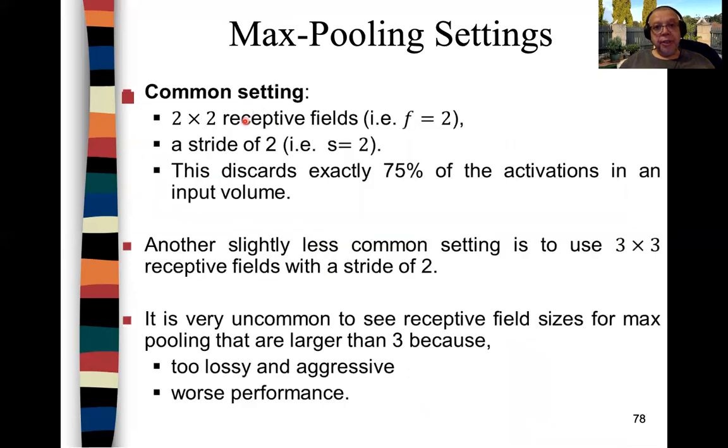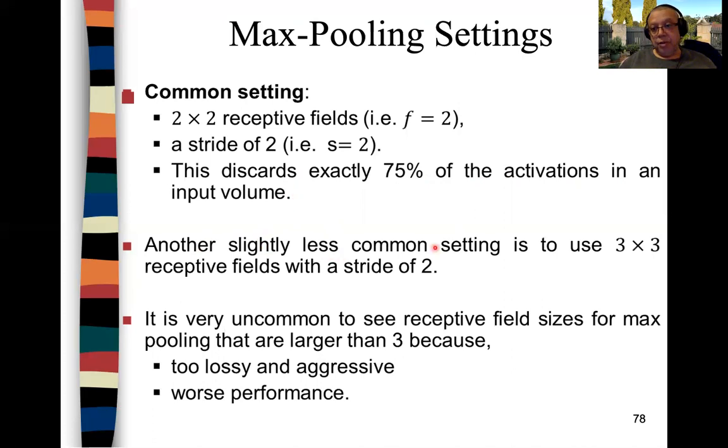So common setting, usually we take the size of the pooling filter to be 2 by 2. So F equal to 2. We usually take a stride S equal to 2. And if we do this, F equal to 2 and S equal to 2, this discards exactly 75% of the activations in an input volume. So you're just retaining 25%.